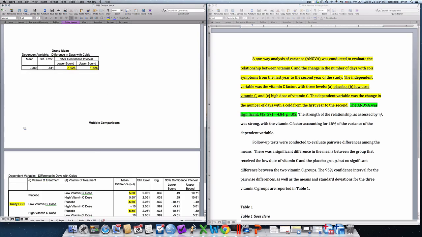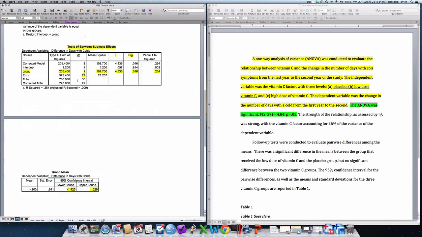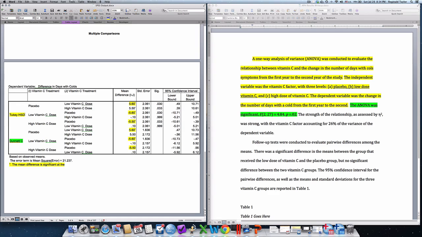Remember, we said that the Levene's test of equality of variances is the test for the assumptions. Because this value, 0.278, is greater than 0.05, this means that our assumption is not violated. Remember, it is a significant violation if it's less than 0.05. So with it not being violated, we report the Tukey HSD data. So notice that we say the follow-up tests were conducted to evaluate pairwise differences. That's what the post hoc test does. There was a significant difference in means between the group that received the low dose of vitamin C and the placebo group. Let's take a look at this.